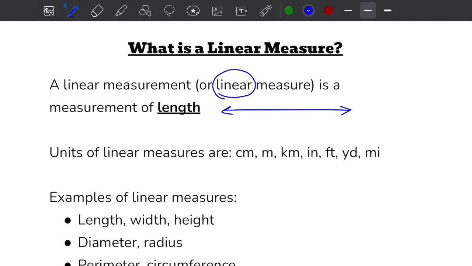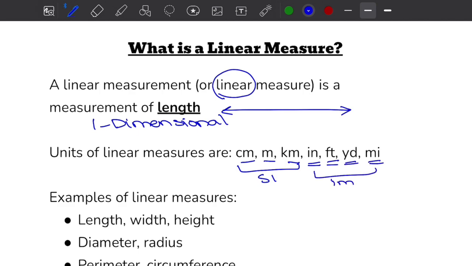Okay, it is one dimensional. Linear measures are always one dimensional. Some of the linear measures, or units of linear measures, I should say, that we're going to use in this module are centimeters, meters, and kilometers. These are metric, or SI. We're also going to use inches, feet, yards, and miles, and these are imperial.